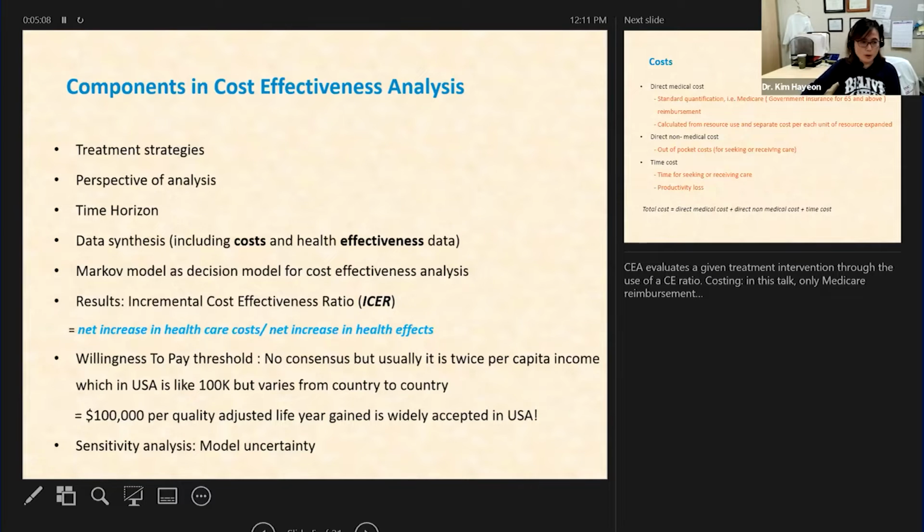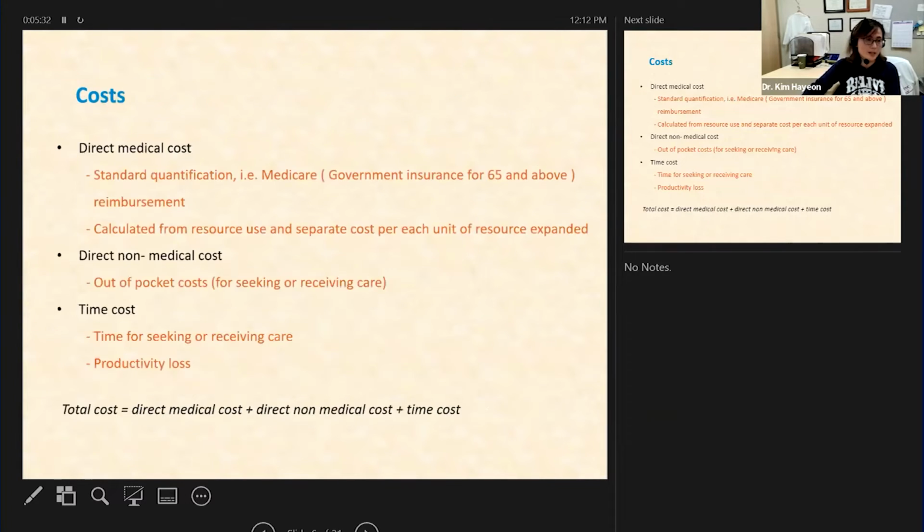The last component is sensitivity analysis. As we all know, when we combine all the available outcome data for the modeling, the data cannot be a point estimate. It always has a mean value and ranges we have to consider. That gives us the model uncertainty. That's why we have to include sensitivity analysis as well.